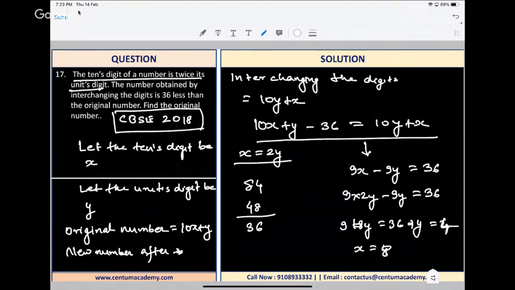Yes. So what is the original number? Don't write these checking steps in your paper, because this is just for me to check. You can check it in your rough area. So the original number is equal to 84. Okay, so this is also CBSE 2018.